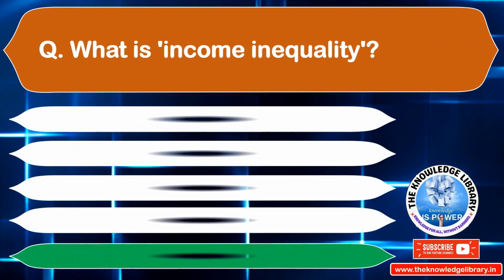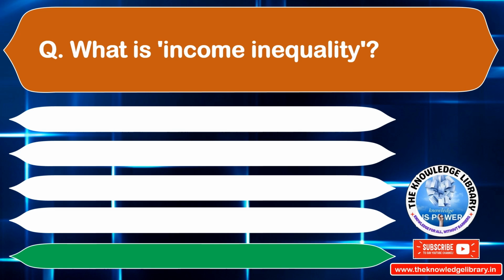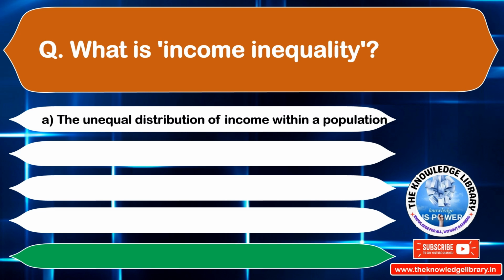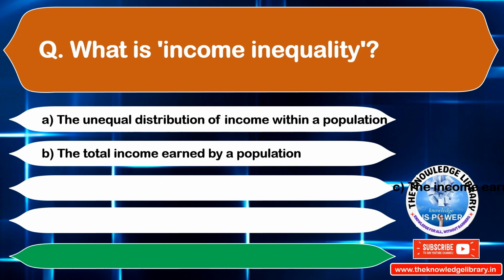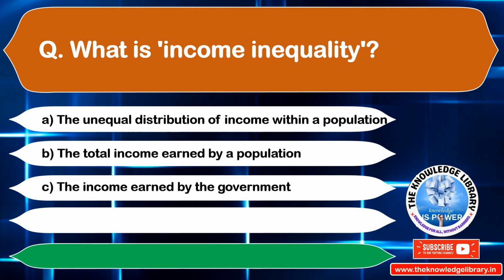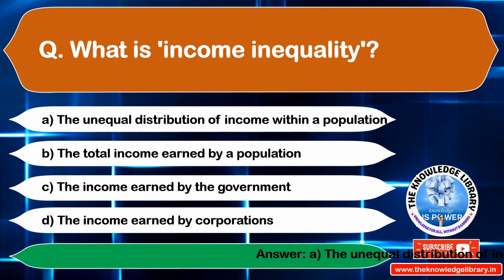What is income inequality? Option A, the unequal distribution of income within a population. Option B, the total income earned by a population. Option C, the income earned by the government. Option D, the income earned by corporations. The correct answer is option A, the unequal distribution of income within a population. Move to the next question.